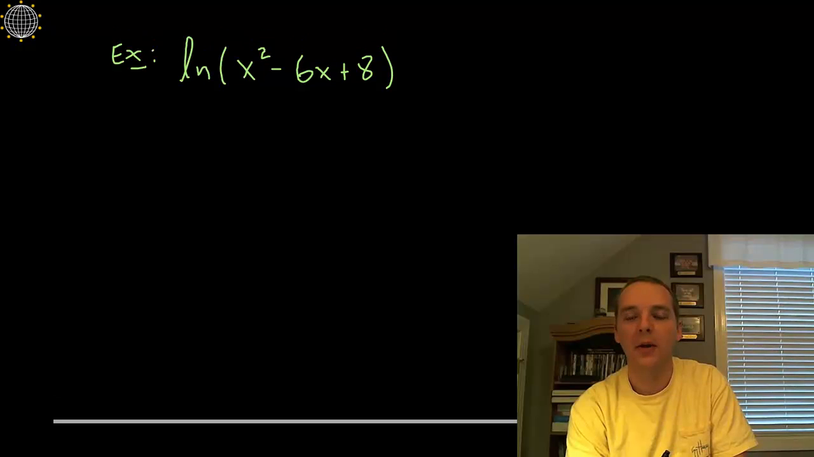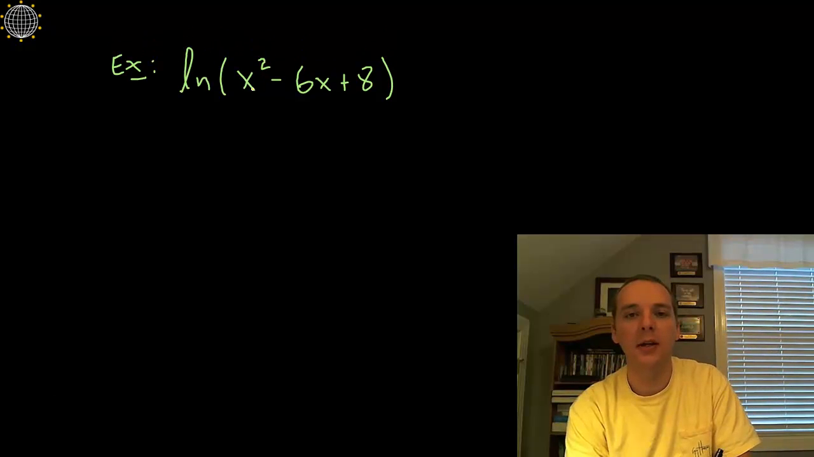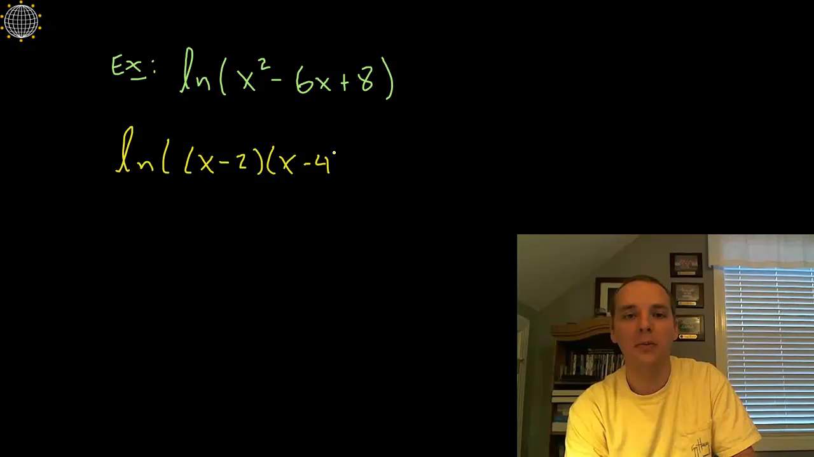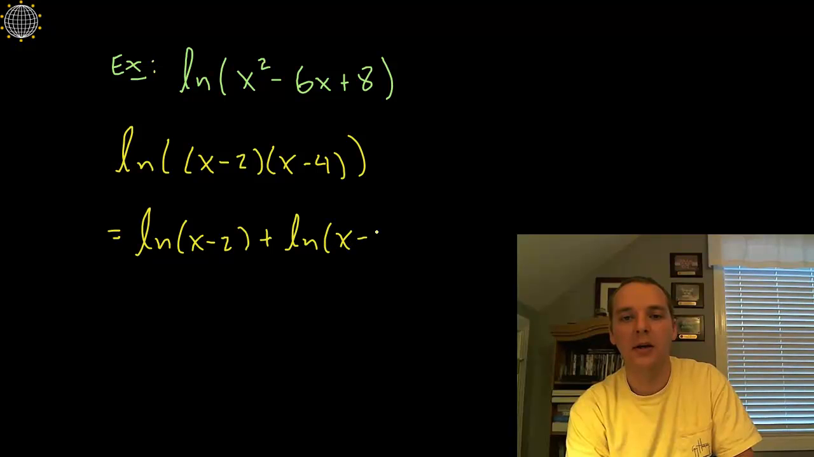All right. Now here, it doesn't look like there's any immediate rule. You cannot break natural log apart over addition and subtraction, but it turns out we're not entirely stuck because that quadratic inside the logarithm factors. It factors as x minus 2 times x minus 4. And so now it being that it's a product, we can break it apart. Natural log of x minus 2 plus natural log of x minus 4.